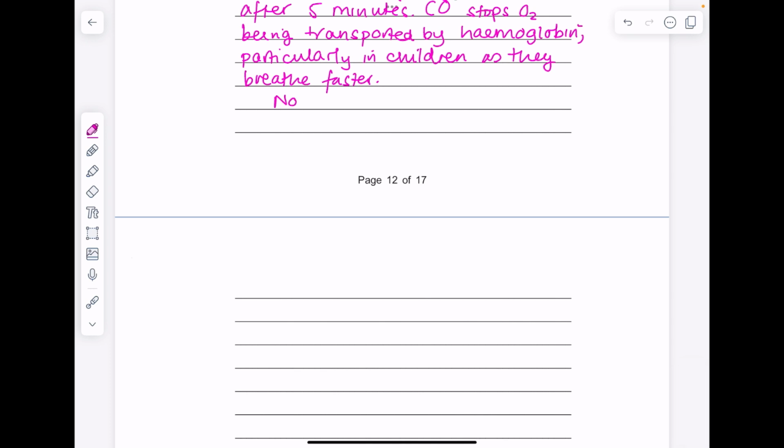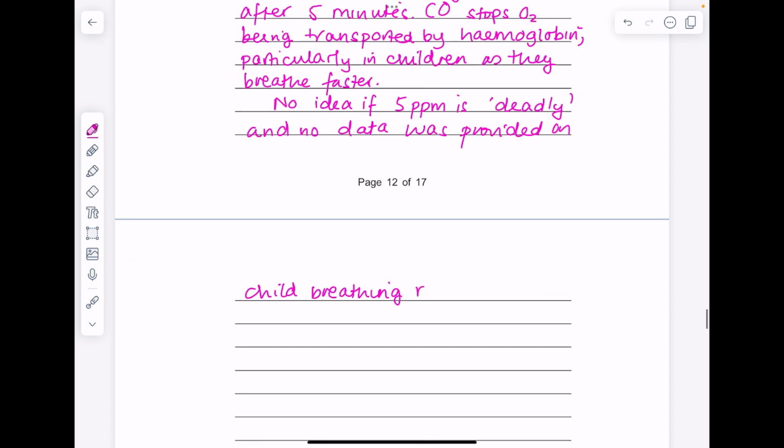So arguments against this statement: no idea if 5 parts per million is deadly, and no data was provided on child breathing rates. So, okay, fine, they're breathing faster, but if their tidal volume is less, then it wouldn't make any difference.